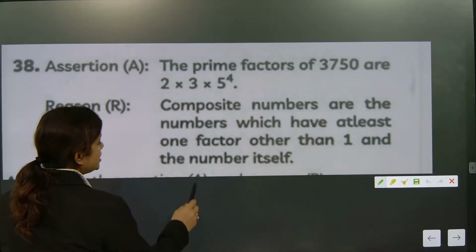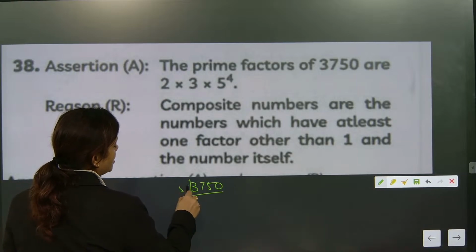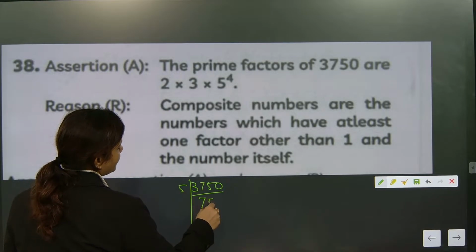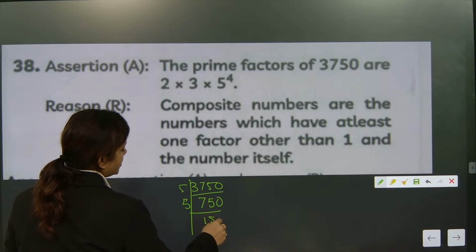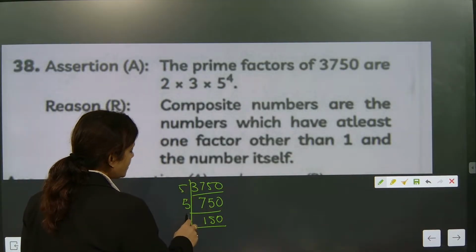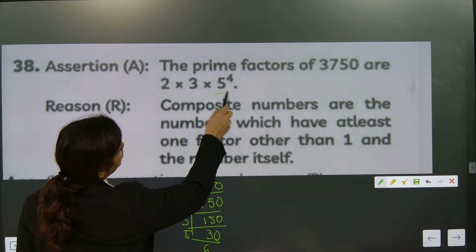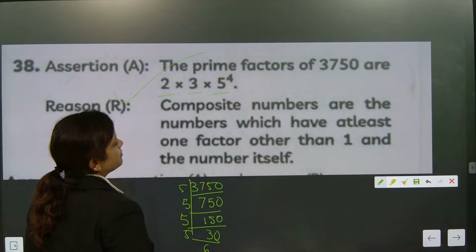Now look here. 3750. What are all the factors of 3750? 5 sevens are 35, 5 fives are 25, 0. Now 5 ones are 5, 5 fives are 25, 0. Understood? So here, 5 threes are 15, 0. 5 sixes are 30. So 5 to the power 4, into 2 into 3. This is a correct statement.